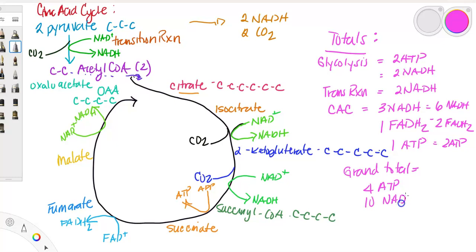10 NADHs and 2 FADH2. And then, of course, we have those 3 carbon dioxides, but they're going to be breathed off as waste. Okay, so it doesn't seem like we got much out of this because we only got 4 ATP. But that's not really what's important here. The important thing is the high energy electrons we collected, because these are going to go to the electron transport chain, and that's where we're going to cash them in and get lots of ATP. So let's look at that.